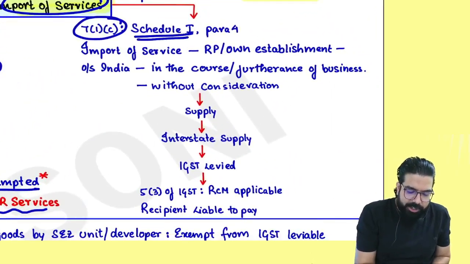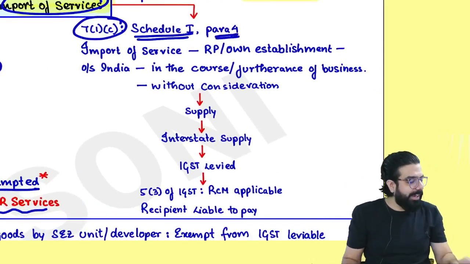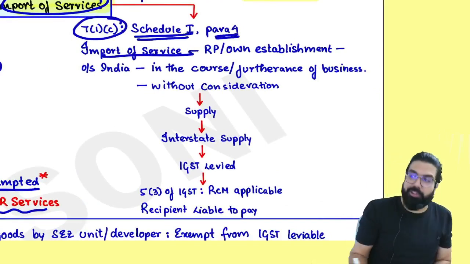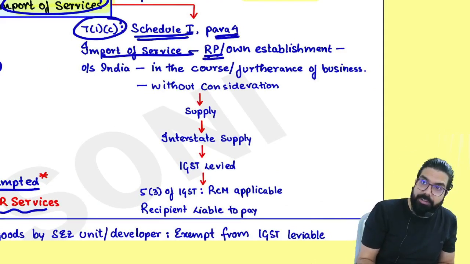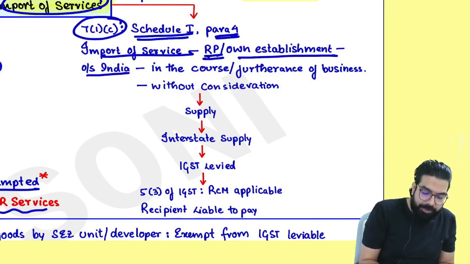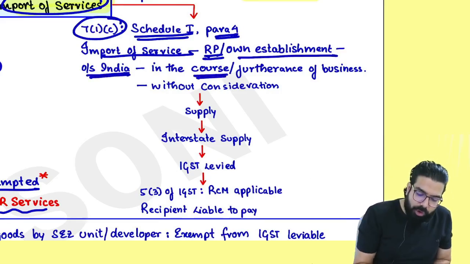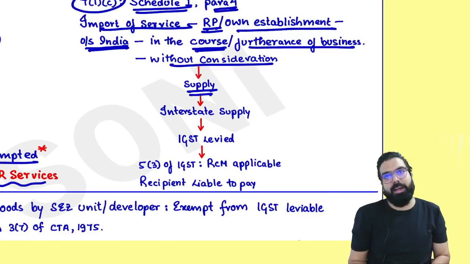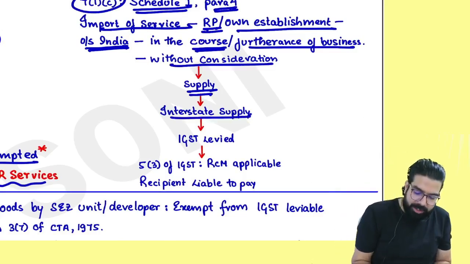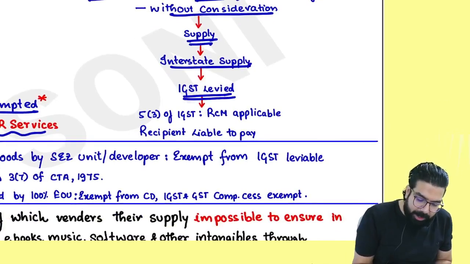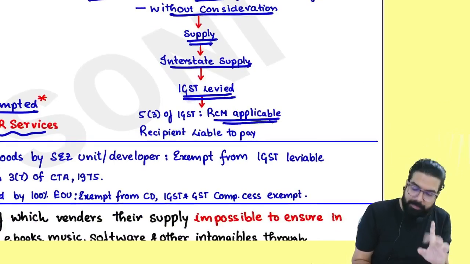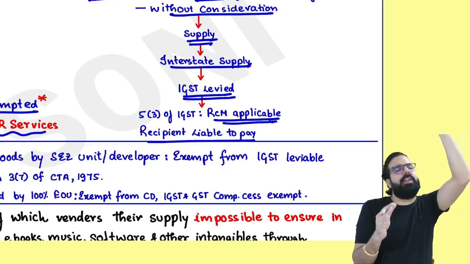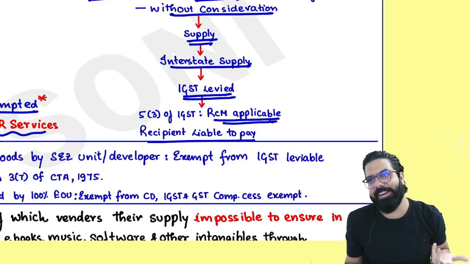Now we have Schedule 1, paragraph number 4, which went ahead and told if you import services without consideration also, importation of service, if you do from a related person or own establishment outside India, in the course or furtherance of business, if you import it without consideration also, it is supply. Importation of service is always interstate supply. What do you have to pay? IGST has to be paid under RCM. You have to go ahead and pay. So who will pay? Recipient will pay under RCM, and you can go ahead and take the ITC.